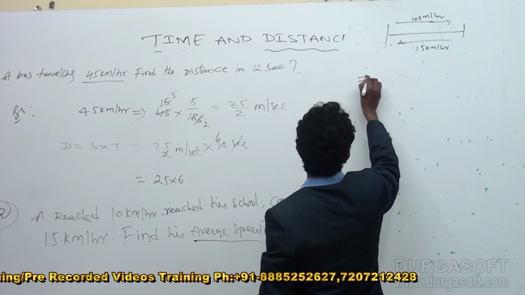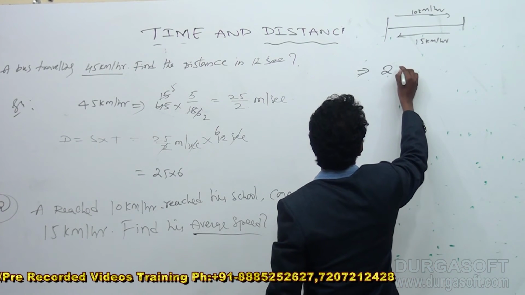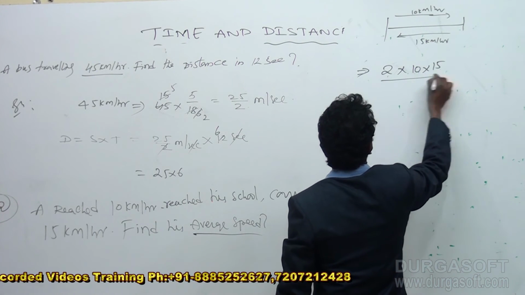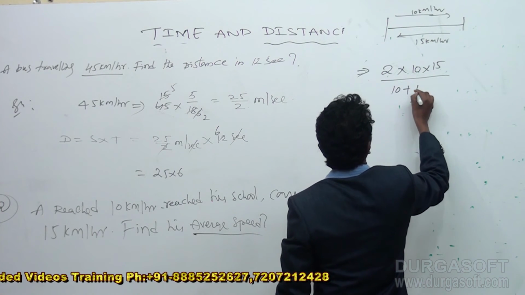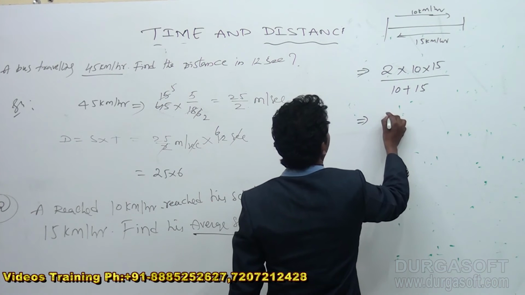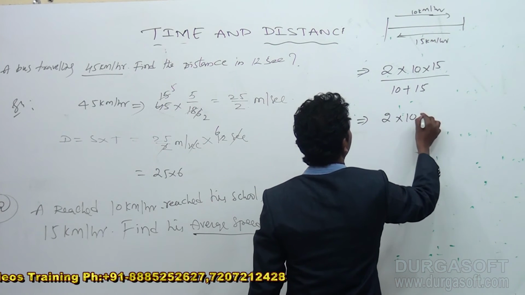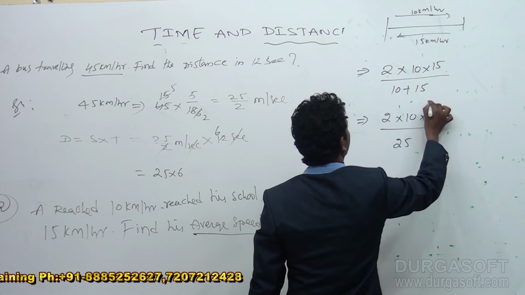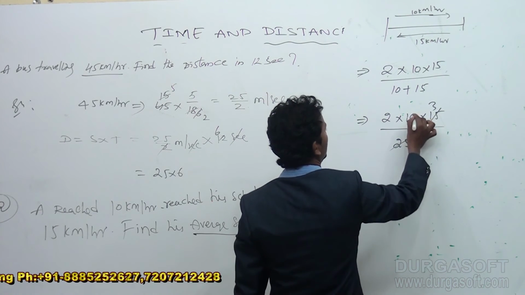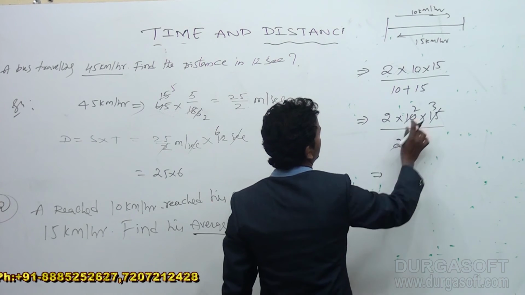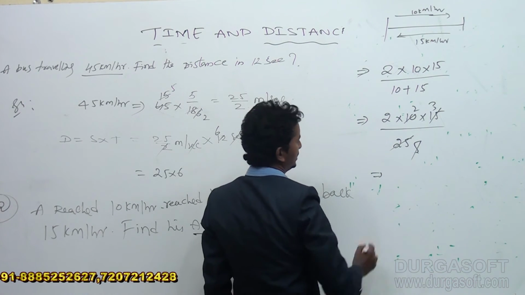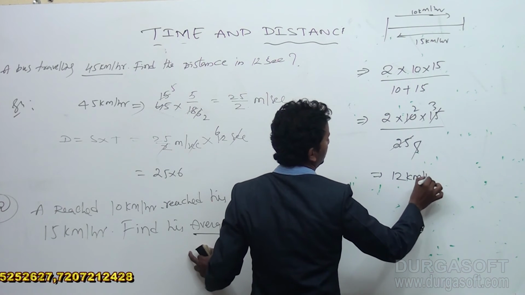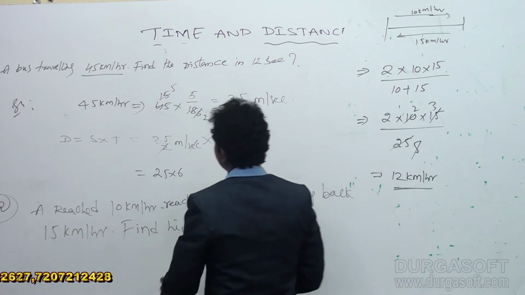Average speed is equal to 2 times 10 into 15 divided by 10 plus 15. So 2 into 10 into 15 divided by 25. 5 fives are 25, 5 threes are 15, which gives 6 times 2, which is 12. The average speed is equal to 12 km/h.